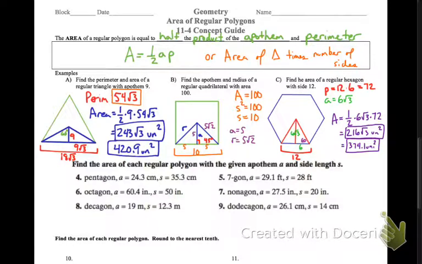All right, this next series of questions, 4 through 9, say find the area of each regular polygon given the apothem and the length. Well, I'm going to do number 9 for you. That's a dodecagon. It's got how many sides? 12. So the perimeter, if a side is 14 centimeters, the perimeter then is 168 centimeters. It gives you the apothem. 1/2 times the apothem times the perimeter. That right there is the area. That's not hard work there, ladies and gentlemen. Go ahead and figure out the area for 4, 5, 6, 7, and 8.